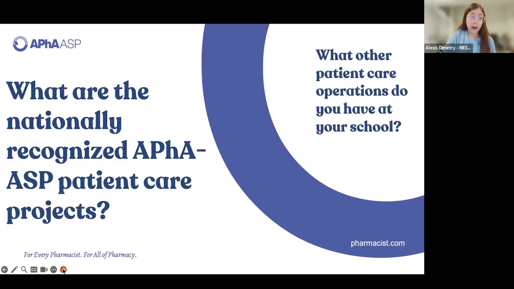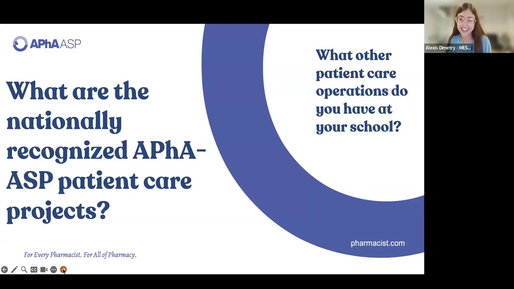These are great opportunities as well. Another question on here: what other patient care operations do you have at your school? So there's the 6 nationally recognized ones. There's also ones you've probably heard of, other schools create local patient care projects as well. Mental health, yes, we do have mental health at LECOM. Tobacco cessation, that's a really great one. PharmD Wellness, Pride, love it. Oh, that's a good one too. Operation Pharmacia. I like that.